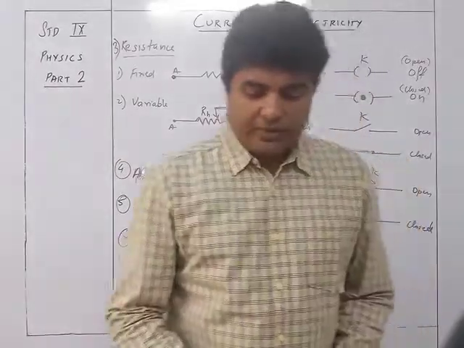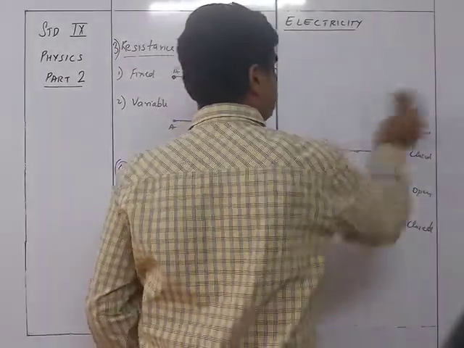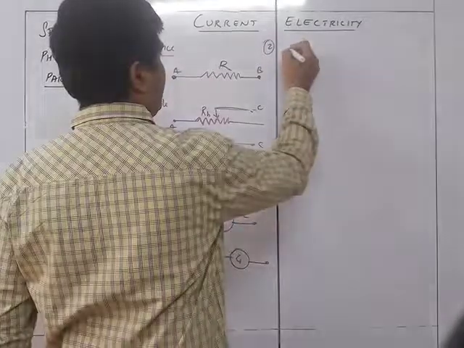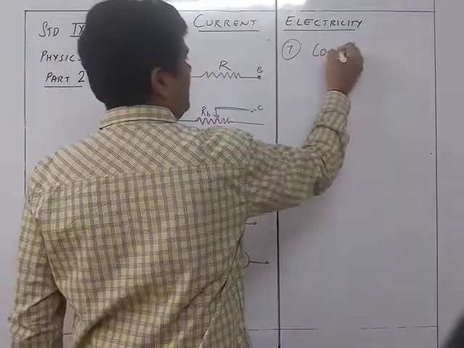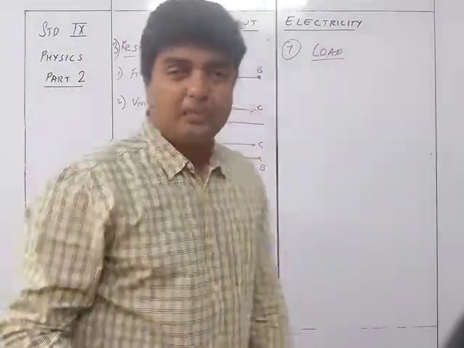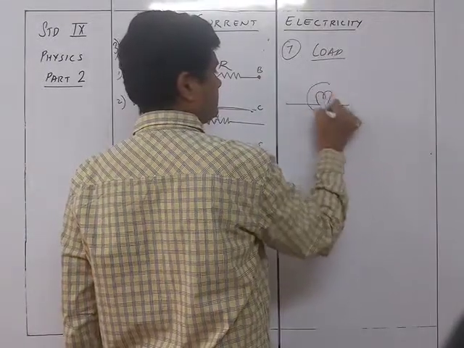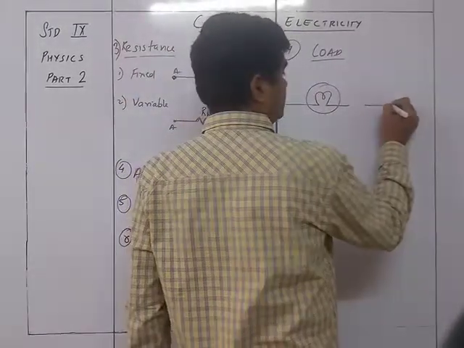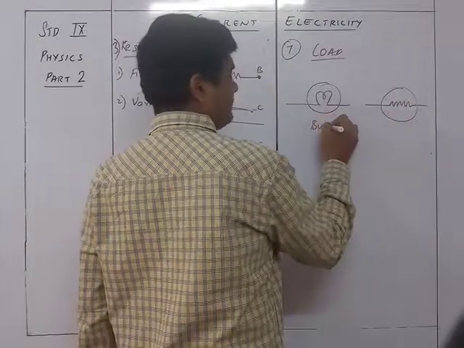The next one, the seventh one, is the load. Load could be a simple bulb or a resistance. So normally over here they are given as the bulb. So it is this way. And it can also be a heater. So it will be a heater which will be called like this. So this is a bulb and this is the heater.